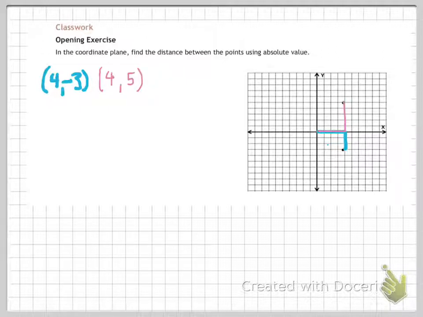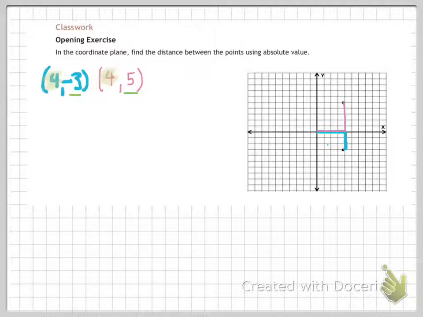And then using absolute value, what we notice here is that the x value is the same in both points. So I don't worry about the x value. They're both 4. What I do want to look at is the y value. And in this case, the y values are different. So I need to look at where they are on the number line. And I see that I have a -3 and a +5, which means they're on different sides of the number line. One's positive, one's negative.